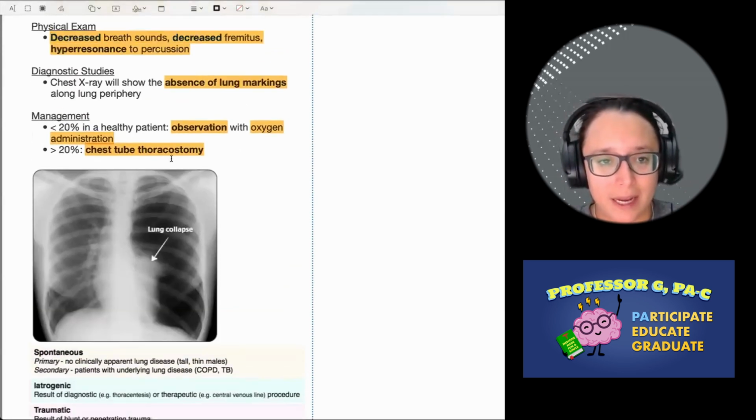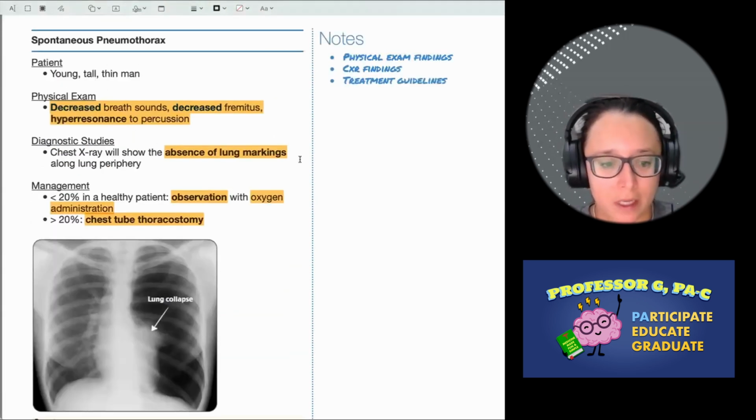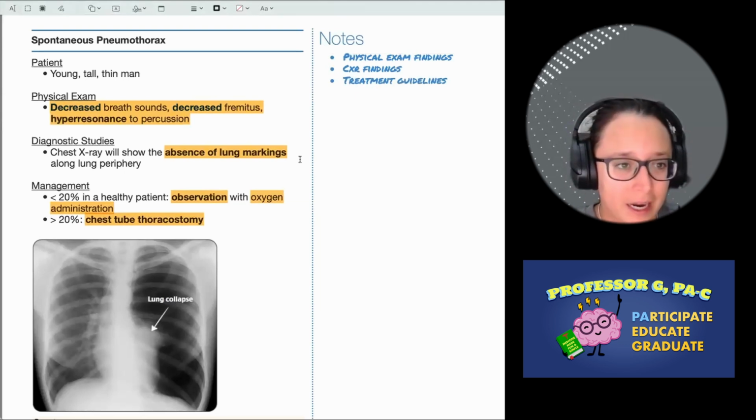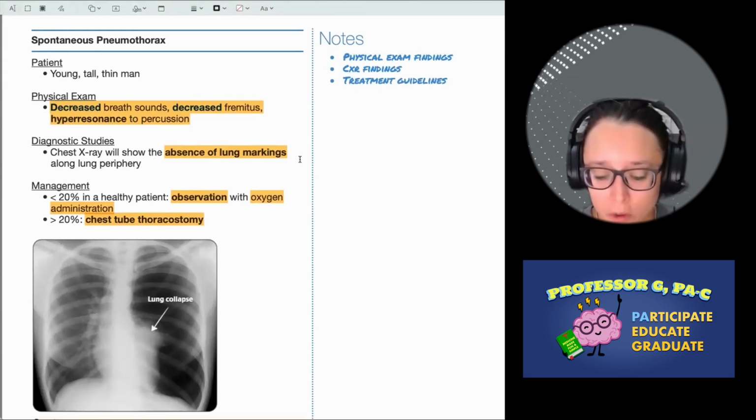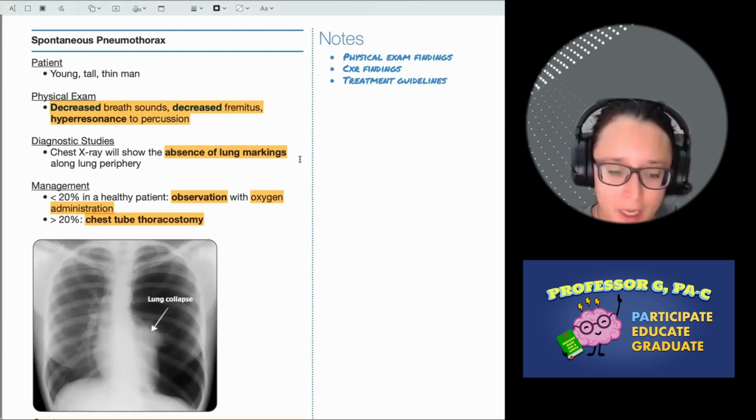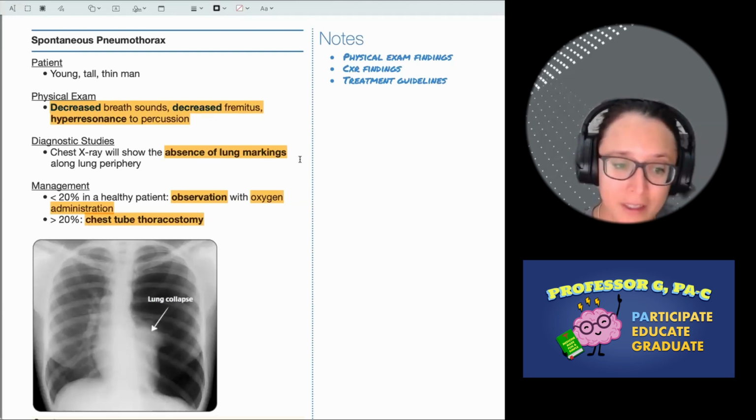So this vignette for spontaneous pneumothorax: a young healthy male was hanging out with his friends, playing video games, and all of a sudden he had acute onset of right-sided chest pain, pleuritic in nature, so it hurts worse when he takes a deep breath, with a little bit of shortness of breath. He presents to the ER. You do an exam. You notice he's a little tachycardic and a little bit tachypnic. You notice a little bit of hyperresonance to percussion in certain areas on one side. You might notice some decreased tactile fremitus or some decreased breath sounds on the same side.